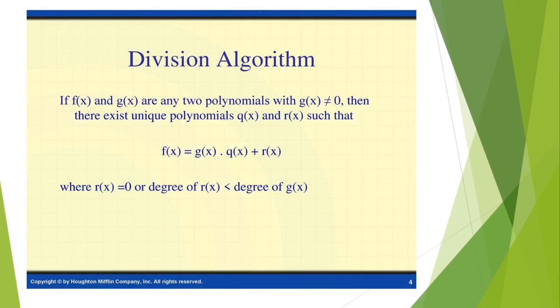If f of x, or else we can represent it as p of x, right? Notation is our wish. For any two polynomials with g of x not equal to 0, here f of x equals g of x into q of x plus r of x, where r of x equals 0, or degree of r of x is less than degree of g of x. These are the conditions for the division algorithm. Whenever you take long division, we need to follow these two parameters. These are very, very important conditions while you are doing the long division method, right? So it's nothing but the remainder theorem.